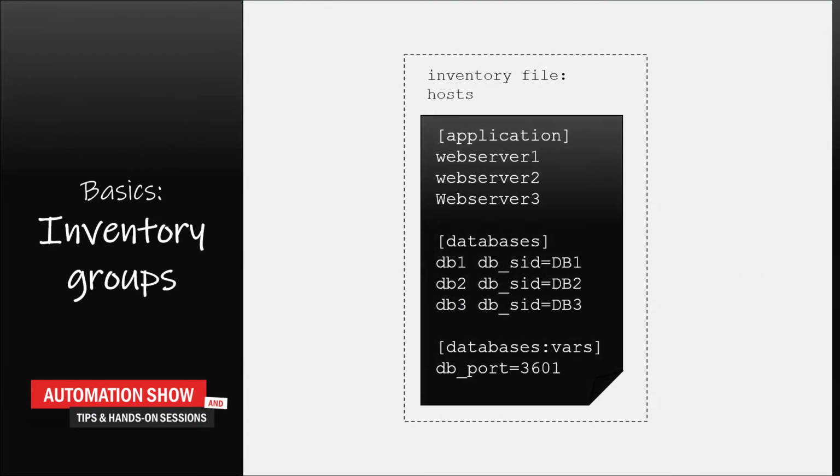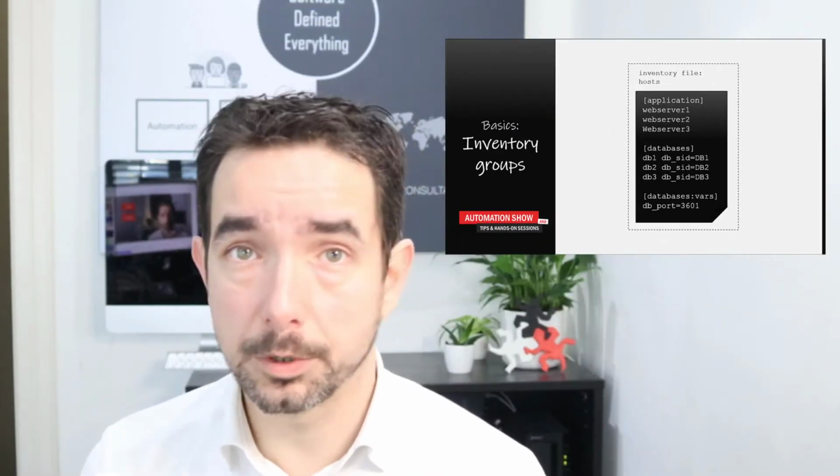We have a group application and a group databases. And next to these groups we can also pass variables to specific groups. We do this by making a group vars section. In this case we set the DB port to 3601. And you can use those variables when running your scripts, when running installations, when running patches.